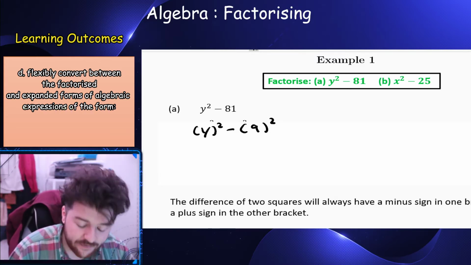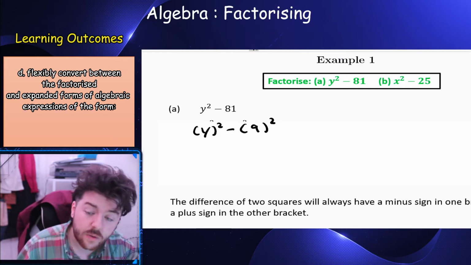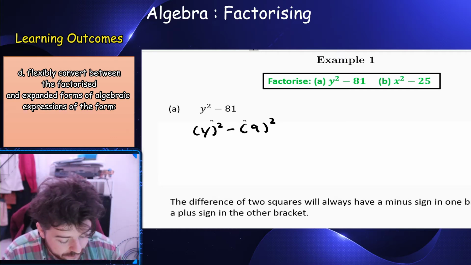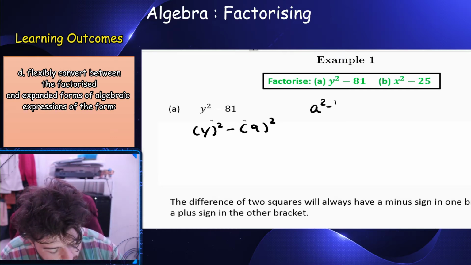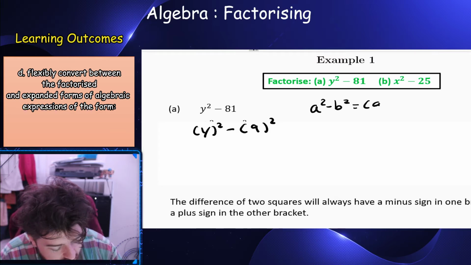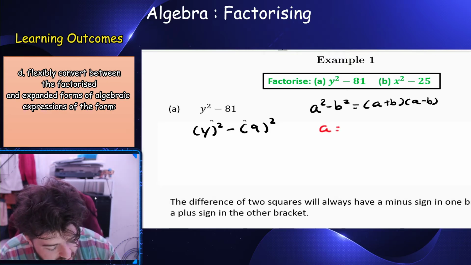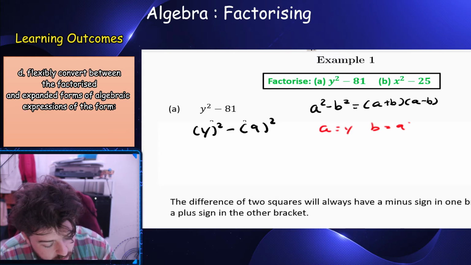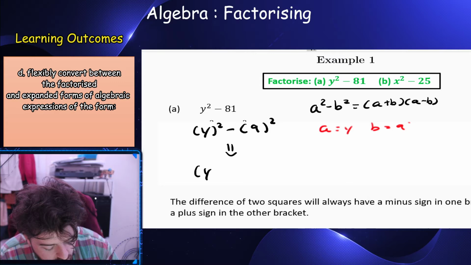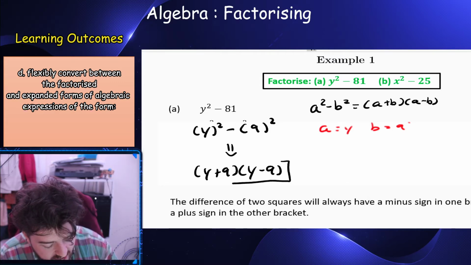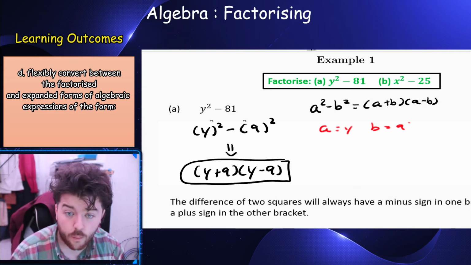Now I have it in this form, I am going to use my formula. So remember, a squared minus b squared equals a plus b, a minus b. In this case, a equals y, b equals 9. So therefore, this factorized is just going to be y plus 9, y minus 9. And that is my solution.